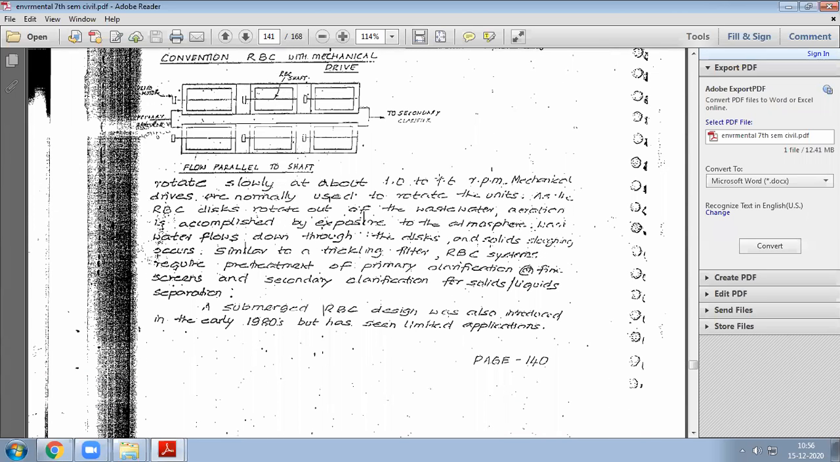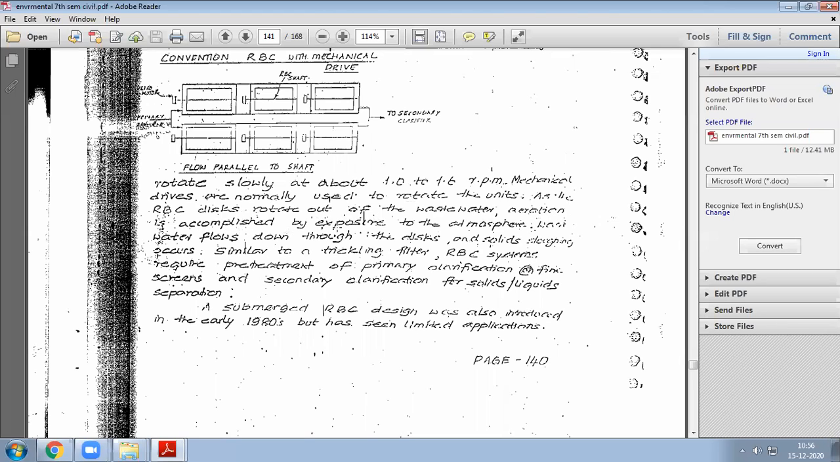So they're given one more thing: how much they will rotate it. It's very slow actually, 1 to 1.6 RPM. You can think of it as just one rotation per minute. Only one rotation it will make per minute, meaning 60 seconds. So mechanical drives are normally used to rotate the RBC disc out of the wastewater.